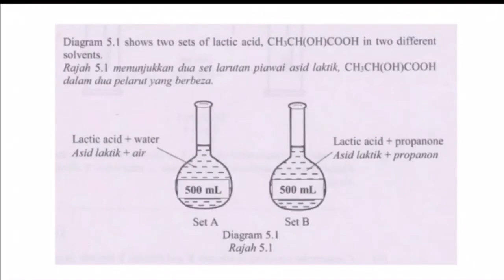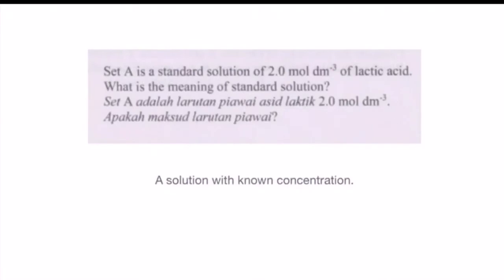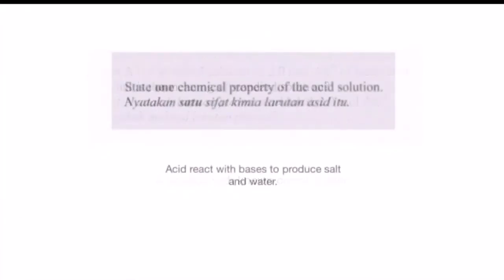Diagram 5.1 shows two sets of lactic acid, CH3CH(OH)COOH, in two different solvents. Set A is a standard solution of 2.0 mol/dm³ of lactic acid. What is the meaning of standard solution? It is a solution with known concentration. State one chemical property of acid solution. The answer is acid reacts with bases to produce salt and water.